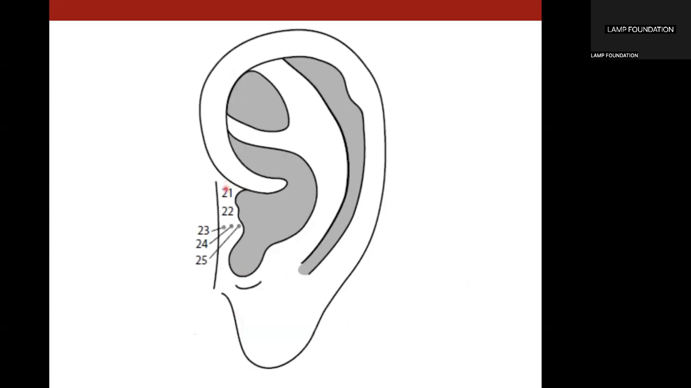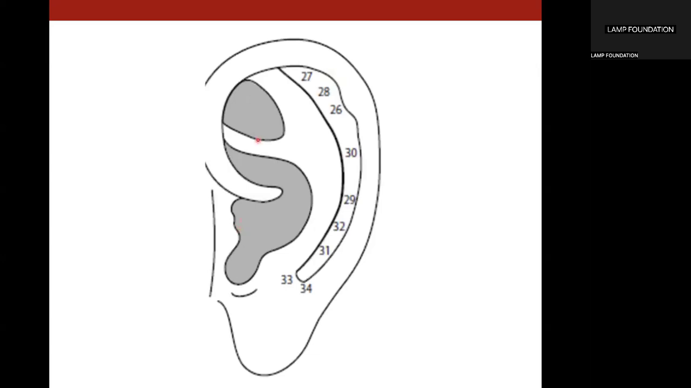21 is thirst point. 22 is external nose. 23 is hunger point. This is a very popular point for those who want to lose weight. Number 24 is internal nose. 25 is adrenal. 26 is the wrist point. 27 is finger. 28 is allergy point. 29 is shoulder.